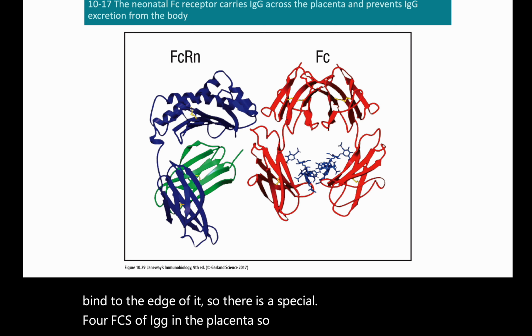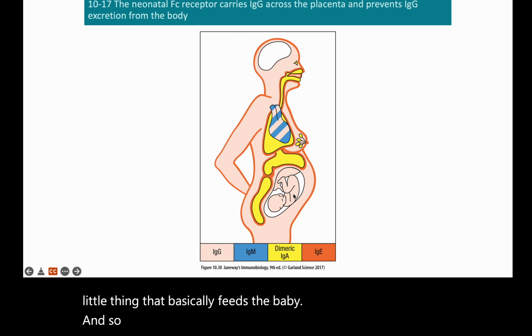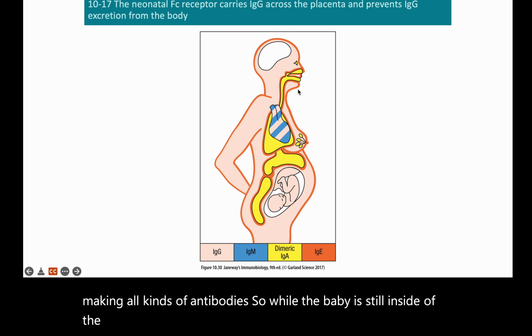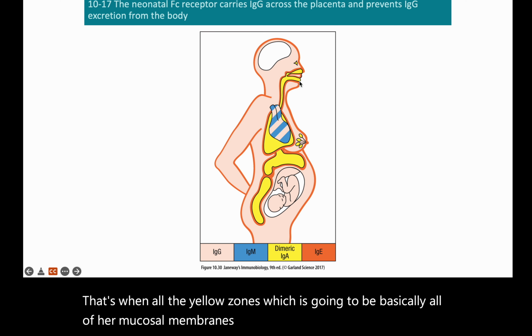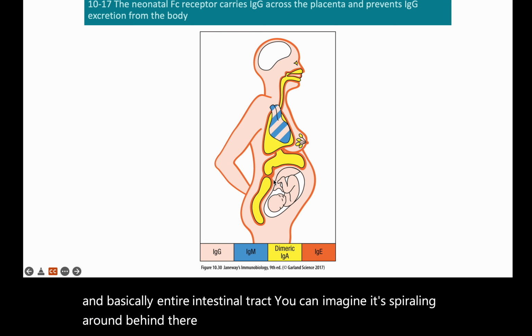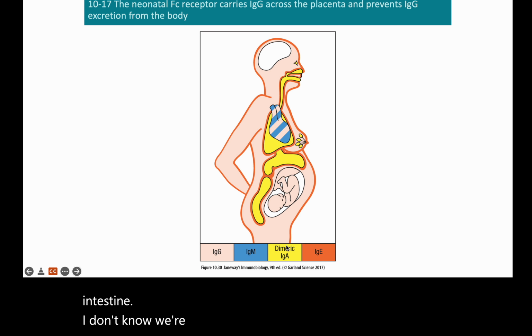So the placenta is like this little thing that basically feeds the baby. And so this is the idea. You have a nice little baby here, and mom is making all kinds of antibodies. So while the baby is still inside of the mother, she'll make all this nice dimeric IgA, that's on all the yellow zones, which is going to be basically all of her mucosal membranes. So think, like nose, throat, lungs, and basically entire intestinal tract. You can imagine it spiraling around behind there. I'm assuming that's meant to be small intestine and large intestine. Maybe that's like stomach and small intestine. I don't know. We're just schematic here.